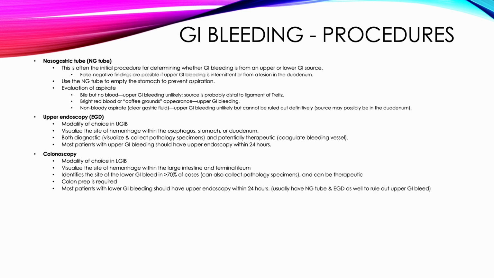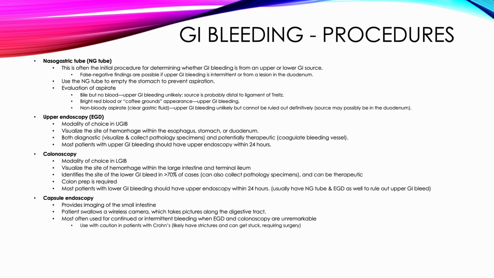Lower GI bleeding, again, it's pretty straightforward. Colonoscopy is the modality of choice. Again, you'll be able to visualize the hemorrhage and also potentially treat the hemorrhage. The only thing with a colonoscopy is that a prep is required, so we do have to clean out the bowel before we are able to visualize anything via colonoscopy. And usually most patients with lower GI bleeding have the endoscopy also within 24 hours.